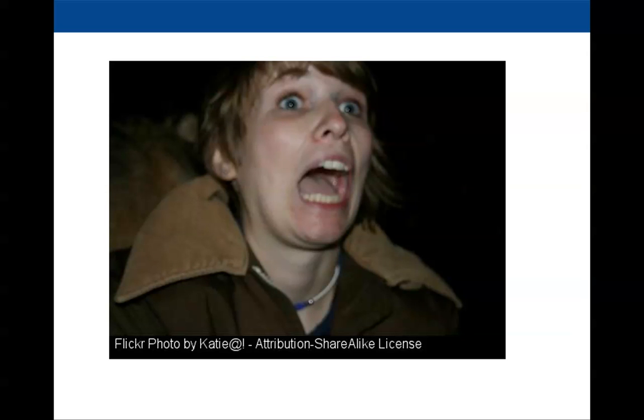So an example might be, if you're driving on the freeway and there's a huge car crash and there's clearly people have been injured, you might just look aghast at the sight of this horrendous car crash.